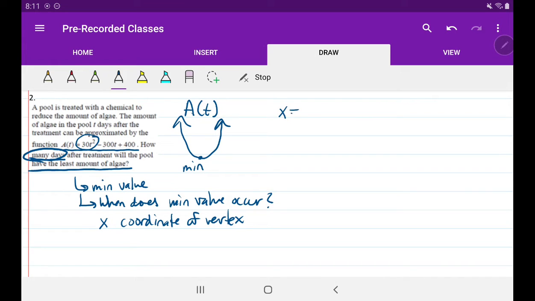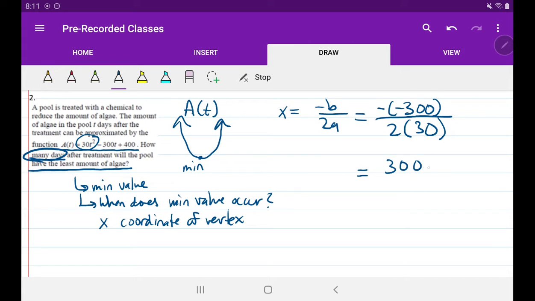So that's going to be our formula negative b over 2a. So my b term is negative 300, so I'll have a negative 300. And then my a term is 30. So this is going to turn into a positive 300 over 60, which is going to be 5. So your answer is 5 days. Okay, so that was it. That was all we had to find, was the x-coordinate of the vertex. So they just wanted to know when the min value occurs. They didn't actually ask what the min value was, but when it occurs. Okay, and so when you have questions like that, you're just finding the x-coordinate of the vertex.